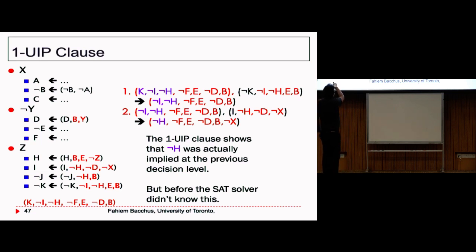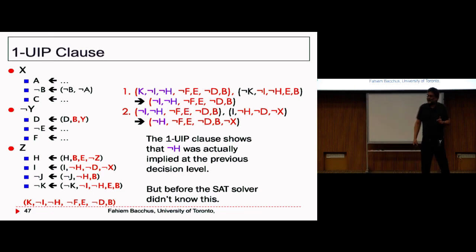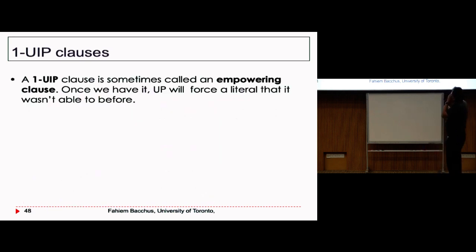So as soon as we made F true, this clause became unit and implied not H. But we didn't know that because we didn't have this clause, right? So what we're going to do then is backtrack to the point where that clause became unit and force that literal. Okay? So that's why these 1UIP clauses are called empowering clauses.